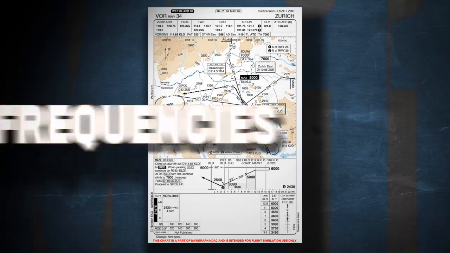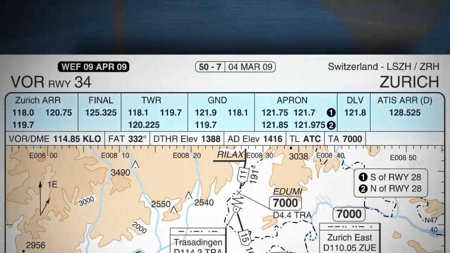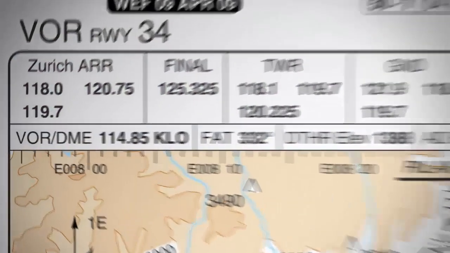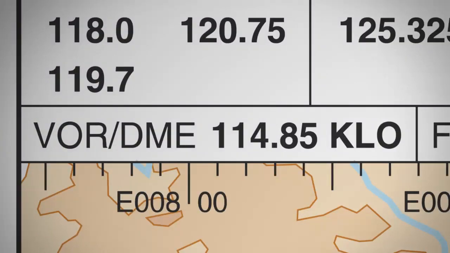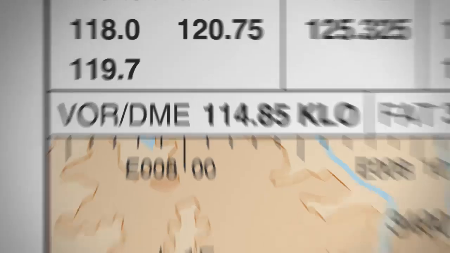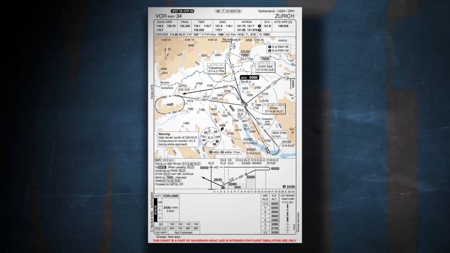F, frequencies. At the top of the approach plate are all the frequencies that might be used during the procedure. These include communications frequencies and frequencies for any navigational aids used during the approach. So the frequency for Cloten VOR, which is the VOR we will be using for guidance, is included here. Obviously, you do not need to memorize all of these frequencies, but it is important to be aware of which ones might be used and be ready to look at them for reference.